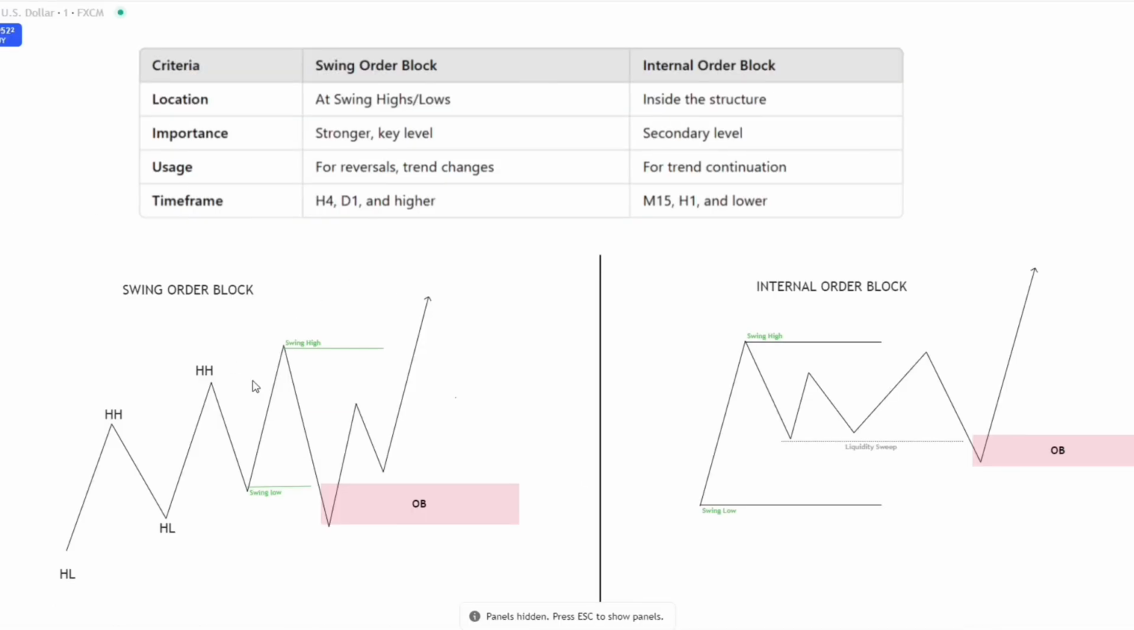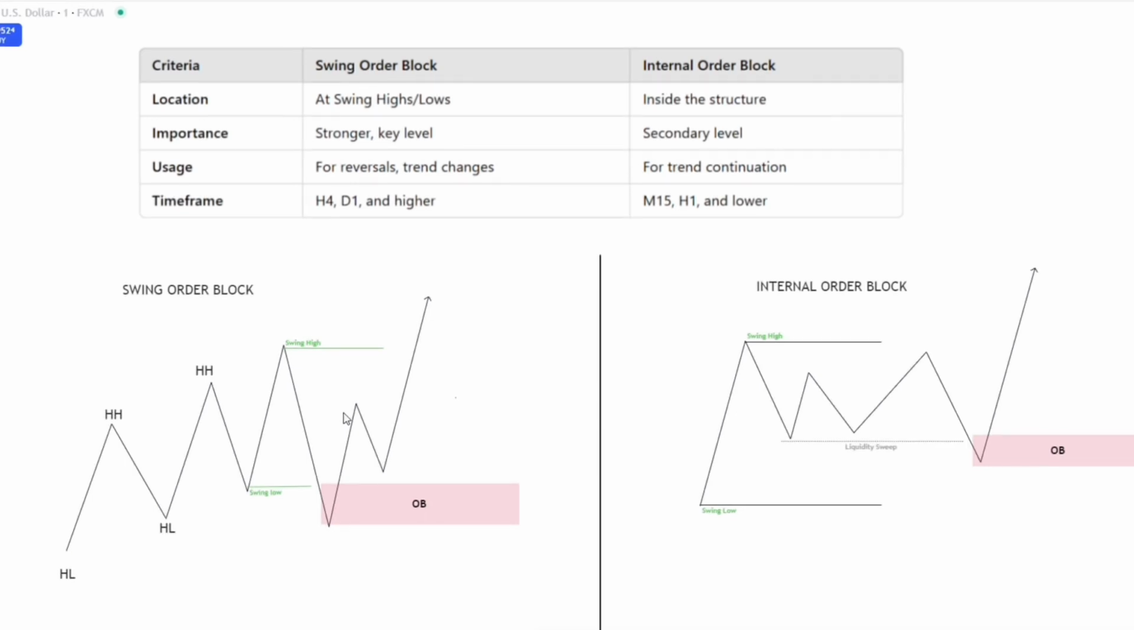Before I show you some examples, I want to explain the structure of order blocks. There are two types: swing order block and internal order block. And now let's talk about swing order block. A swing order block is a major order block located at significant market extremes, local highs or lows. It forms at points where the market reverses or makes a strong impulse move.